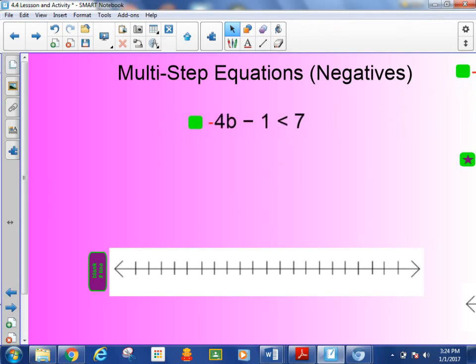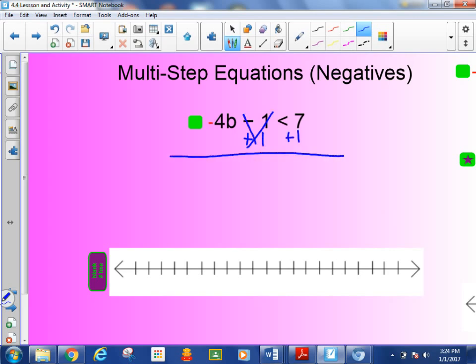We have negative 4b minus 1 is less than 7. We're still going to work those same steps, working order of operations in reverse, so plus 1, plus 1. So we have negative 4b is less than 7 plus 1, which is 8. Now we're going to work to get b by itself. So we're going to divide by negative 4.